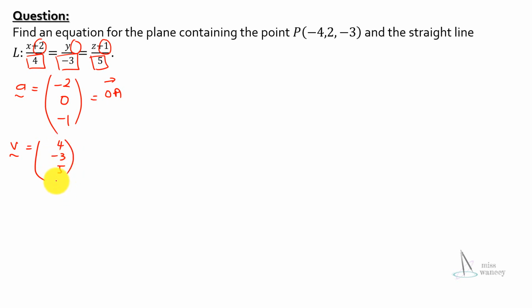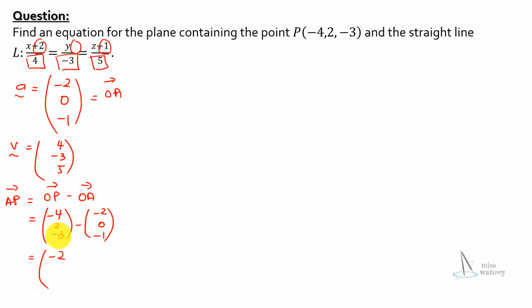So those are V. So once you know the V, we have to calculate AP as well. So this is OP minus OA. So P is the point on the plane. So I'm going to see the number here, (-4, 2, -3) minus OA. So A is (-2, 0, -1). So deduct them together. So -4 plus 2, so this is -2. 2 minus 0, 2. -3 plus 1, so that is -2.